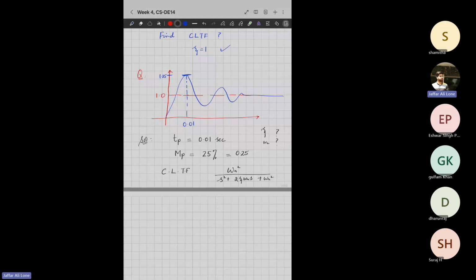Shamita is asking what is scale. A scale means the value. See, this is response C of t. Scale means this y-axis. It's 1 here, then it will be 1.20 here, then 1.25 here, 0.5. This is what I meant by scale. 0, 0.01, so on and so forth. Clear, Shamita?